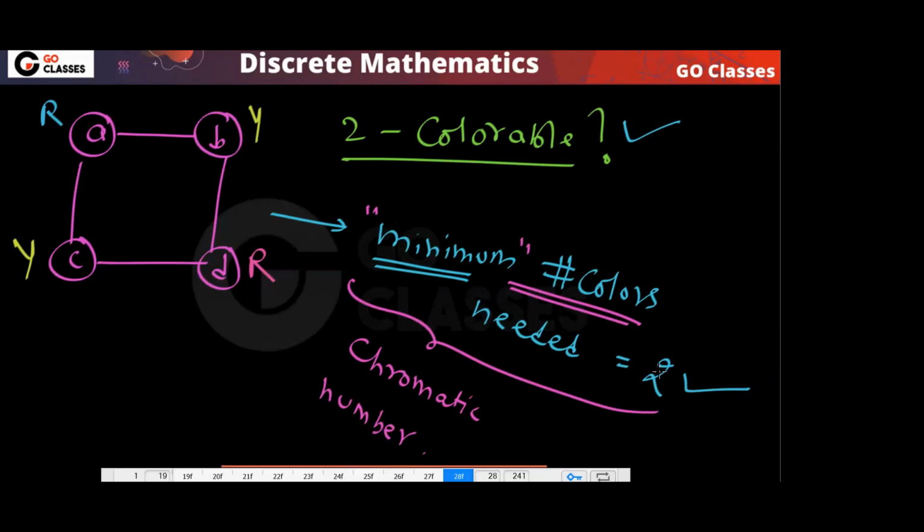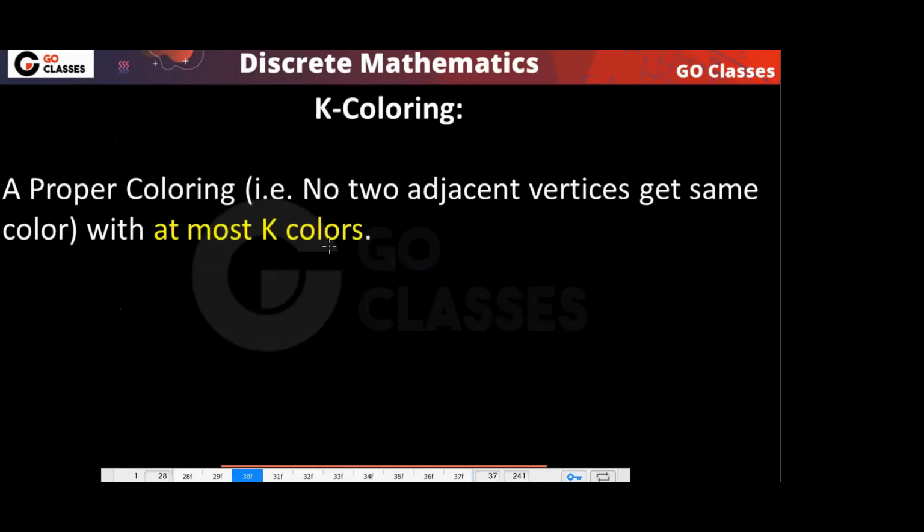That is the chromatic number. Is this clear, the definition? So let's see the definition of K coloring. K coloring means at most K colors you will use. So this is the idea. K coloring simply means using at most K colors, can you do it?